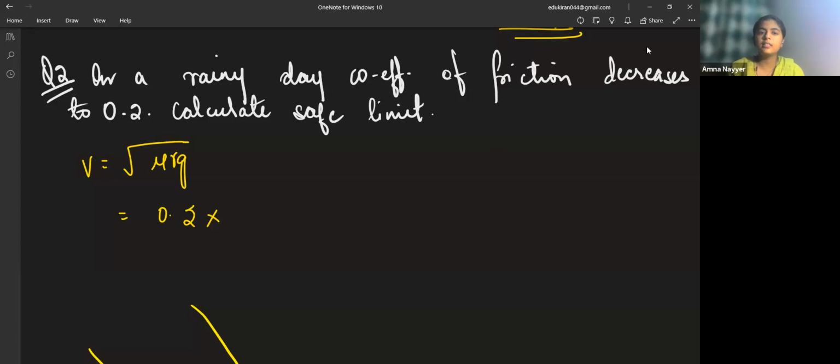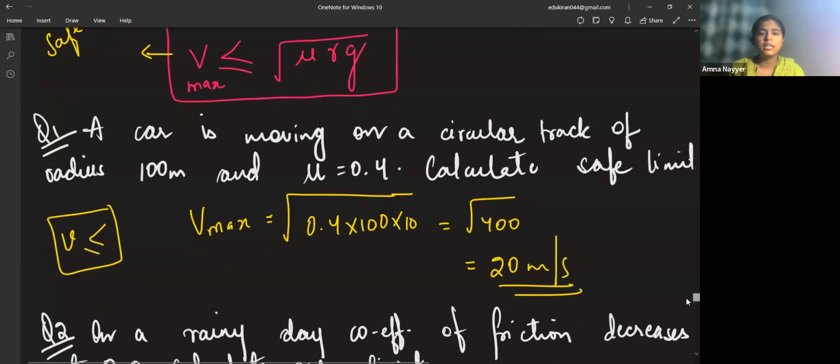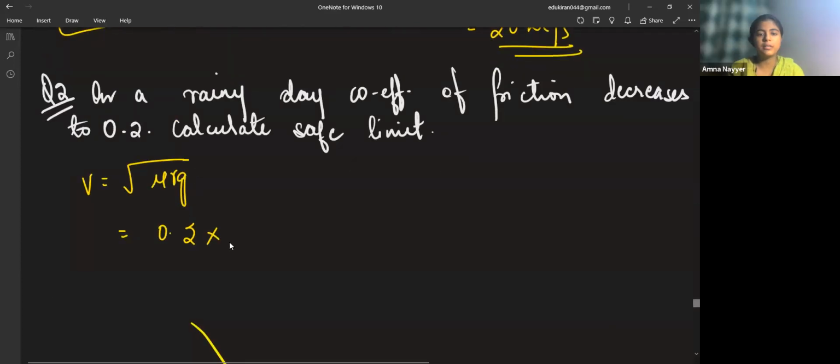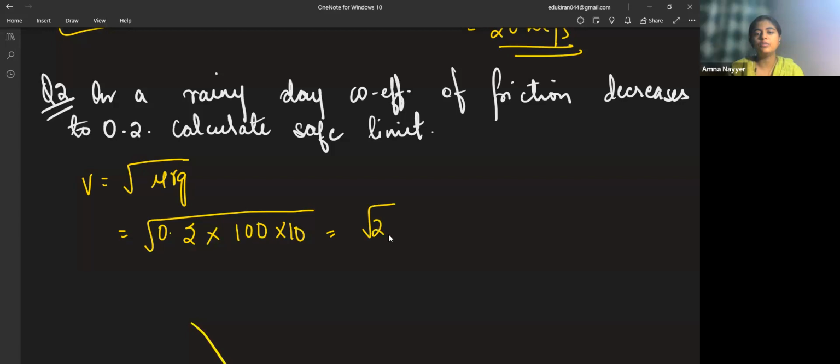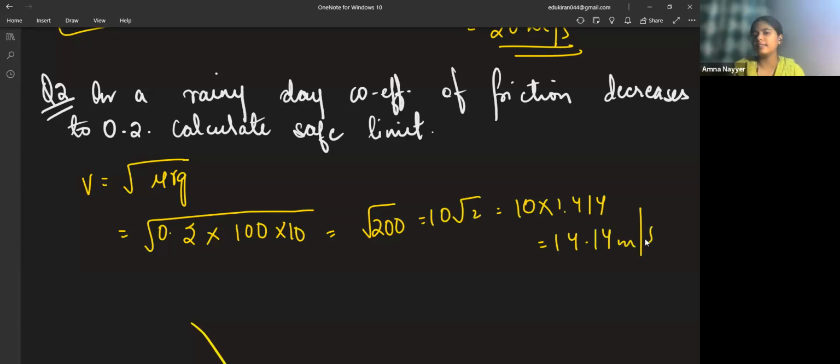Radius, is it given? Okay, it's a continuation of the previous question. Radius was 100 meters. So this becomes 100. Acceleration due to gravity becomes 10. So under root 200, which can be written as 10 root 2. Root 2 is 1.414. So the answer is 14.14 meter per second. This is the safety limit. This is a continuation of the previous question.